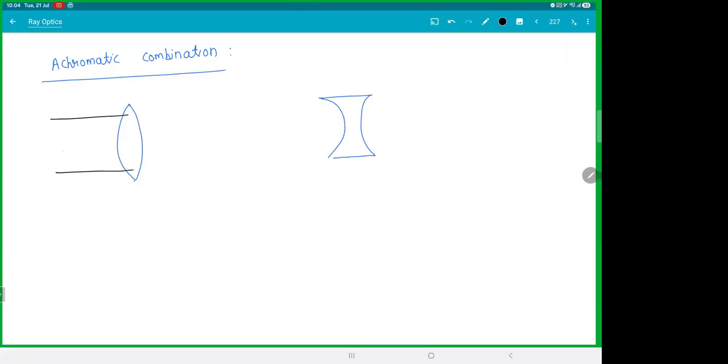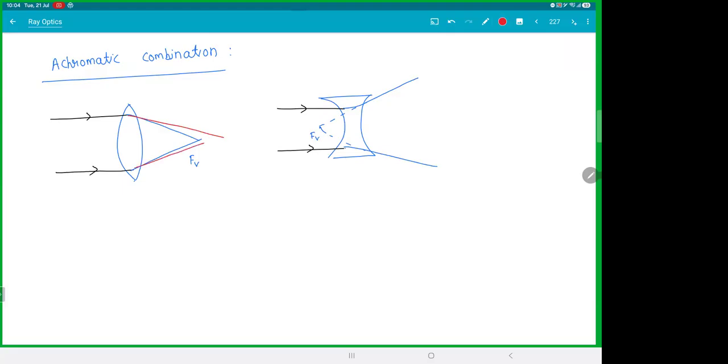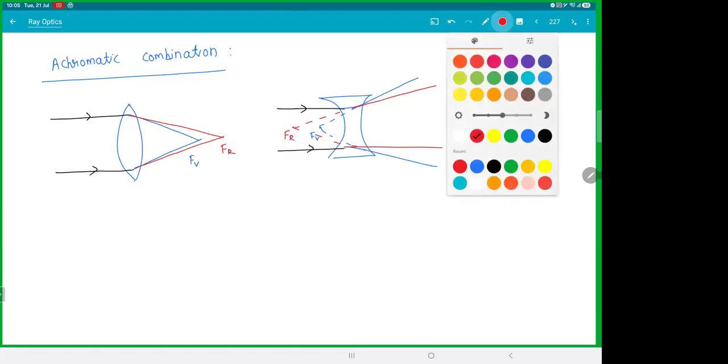When you send parallel rays, we are saying the violet will be here. These rays will go like this. When you extend them, the violet will be here and the red will be here, because it appears to meet there. So here f is negative. So the focal length is negative.